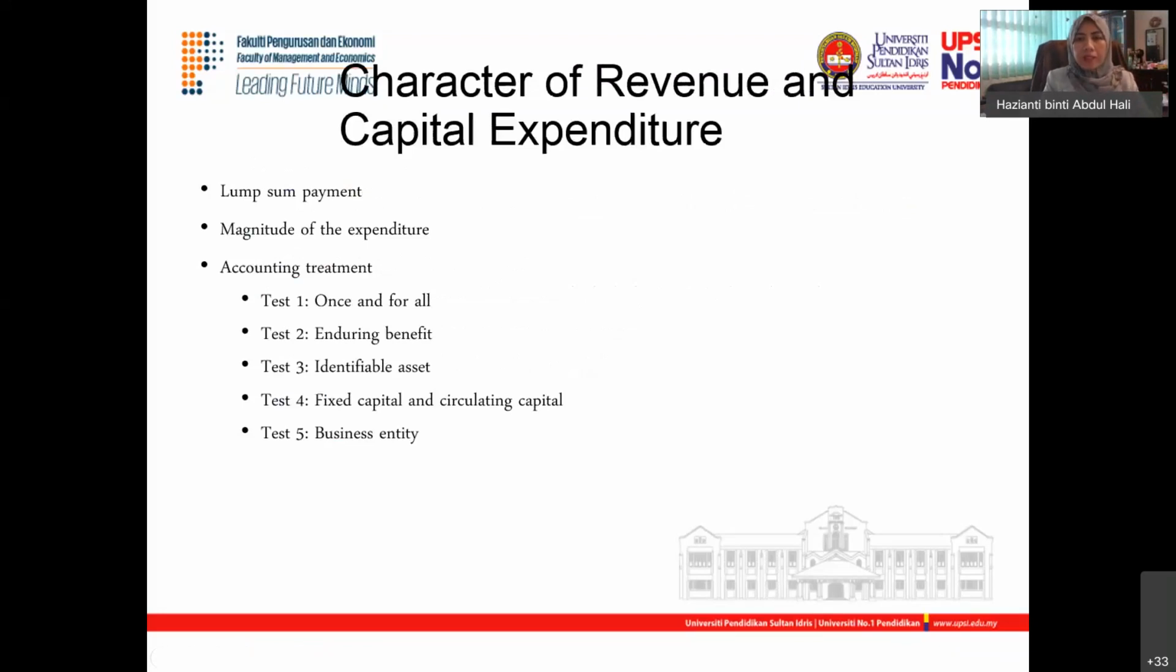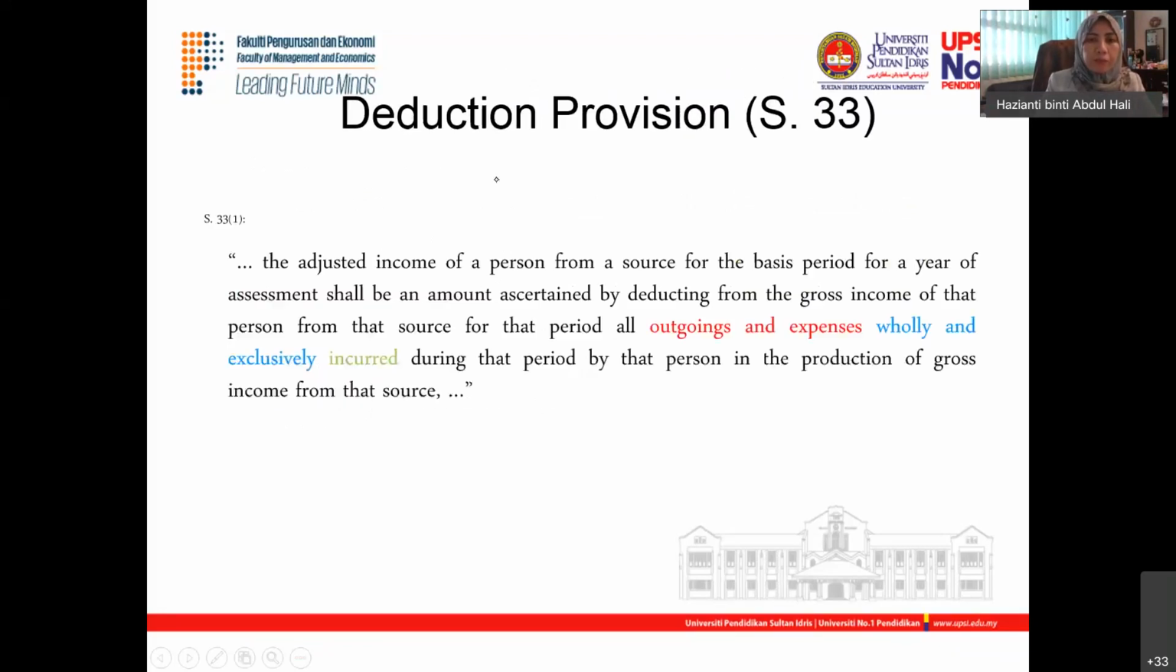Alright, what are the characters of revenue and capital expenditure? Okay, so we have to look at whether it is a lump sum payment, the magnitude of the expenditure, which means how much is the expenditure, and also the accounting treatment. So we have 5 tests here to be conducted to determine whether it is a revenue or capital expenditure. So if revenue expenditure, it is deductible. If capital expenditure, then tak boleh tolak.